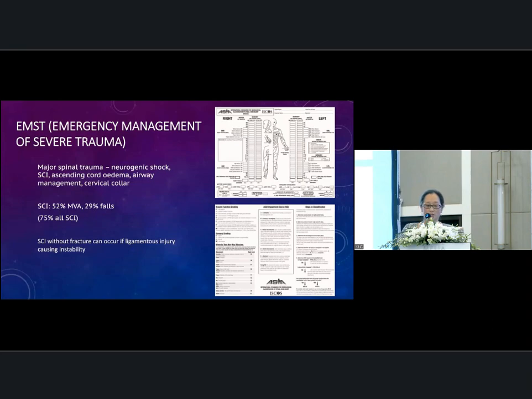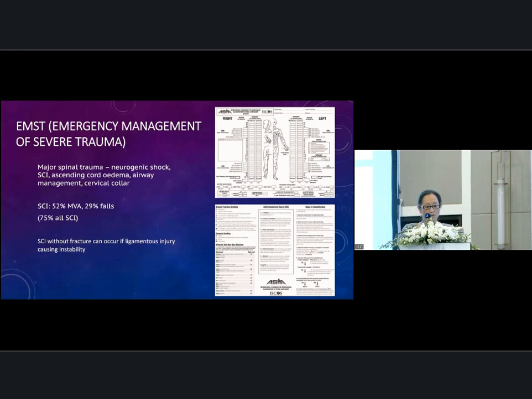The emergent management of those aspects is encompassed in the EMST protocols. The ASIA Impairment Scale is a prognostic classification of spinal cord injury, and it can be used at the time of the injury to help determine whether the neurological injury is incomplete or complete, and that then dictates the best treatment options at the time.